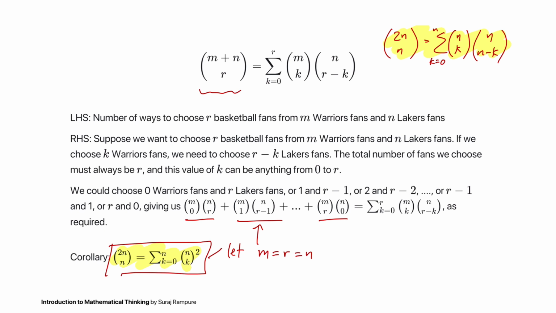Exactly. This second term in both cases, right? So down here we can write it as n choose k times n choose k. And here we have n choose k times n choose n minus k. Remember that n choose k and n choose n minus k are both the same thing.